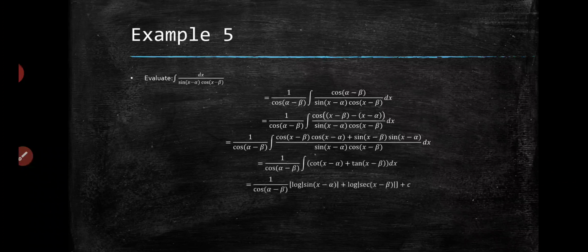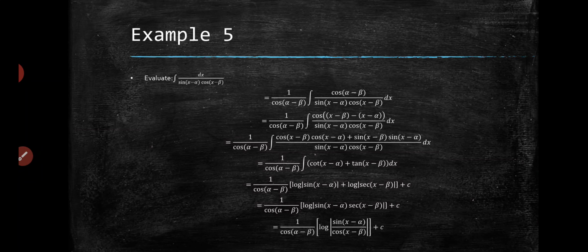Now a little bit of manipulation to get the desired form of the answer. So log of m plus log of n makes it log of mn, and sec can be written in the denominator, so that becomes log of sine of x minus alpha by cos of x minus beta. So obviously the last step is quite unnecessary. You can leave your answer at the second last step as well. That will also give you some good marks, if not the full marks, but definitely not wrong at all.